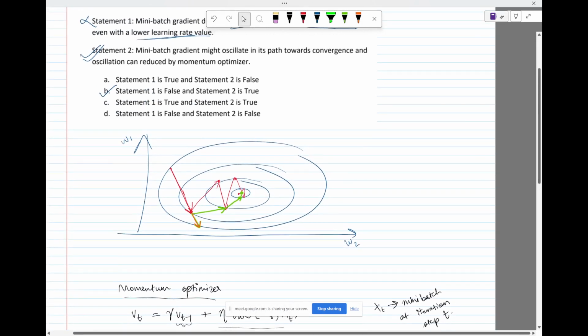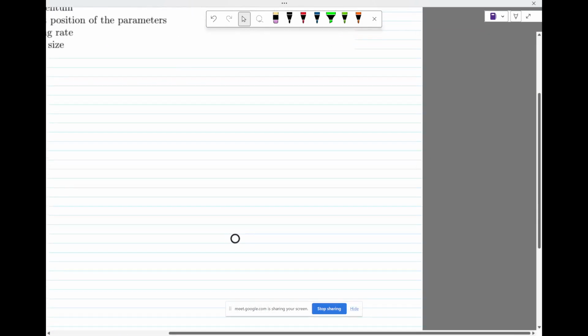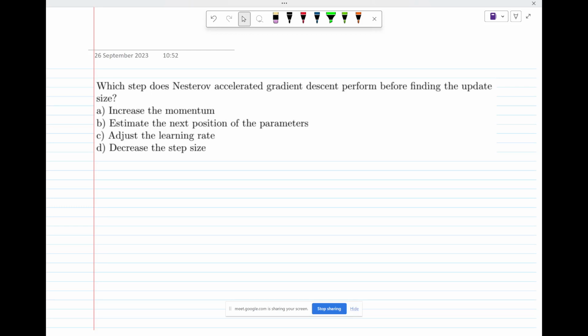Okay, then I'll go to the next question. Which step does Nesterov accelerated gradient descent perform before finding the update size? Increase the momentum, estimate the next position of parameters, adjust learning rate, decrease the step size.